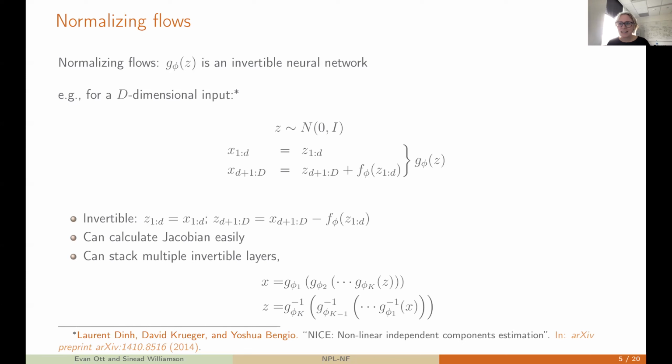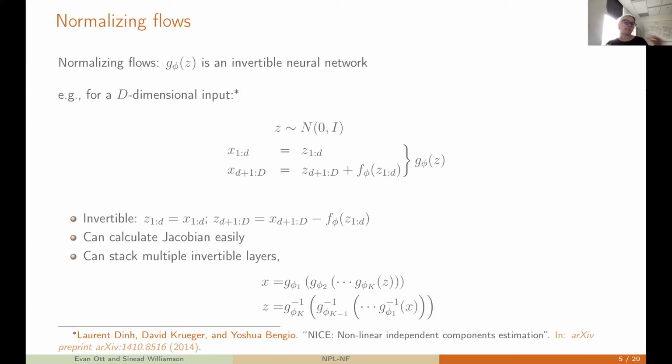Since 2014, there's a whole bunch of more sophisticated examples, but this is a proof of concept to show that you can do it. In this case, we can compute the determinant of the Jacobian very easily. That's something we want. In this case, it's just 1, which is nice.